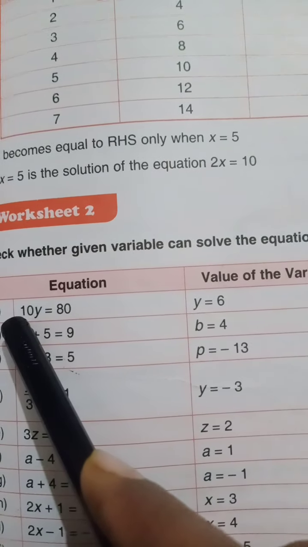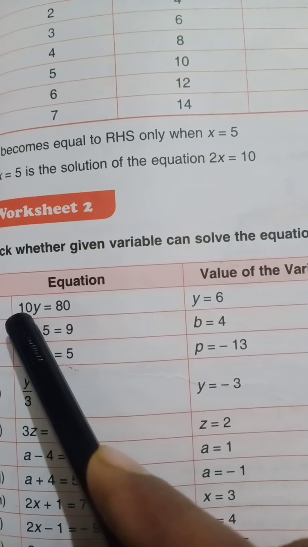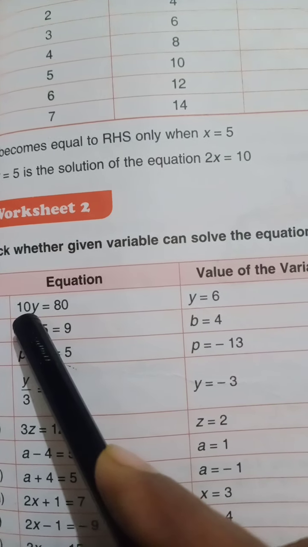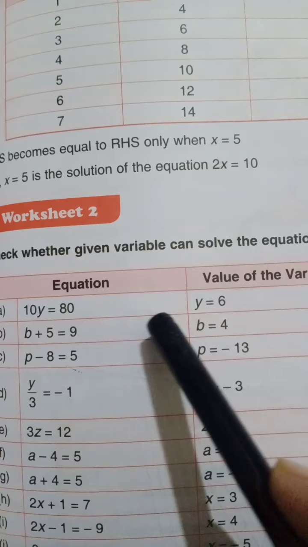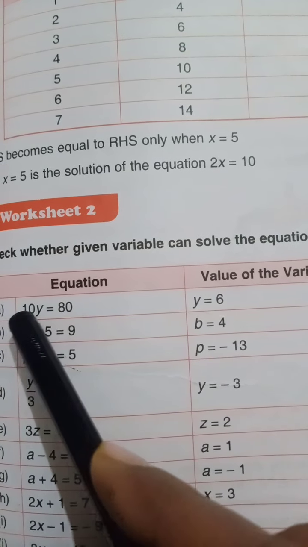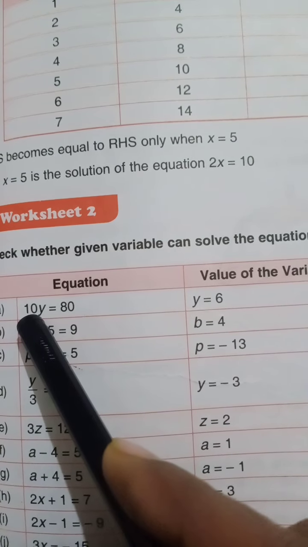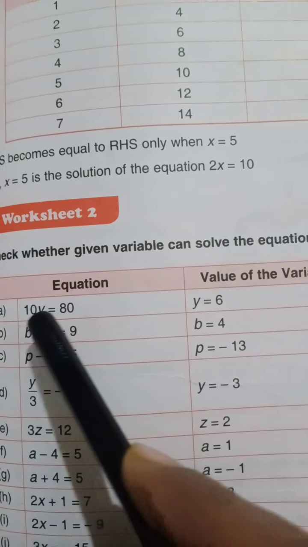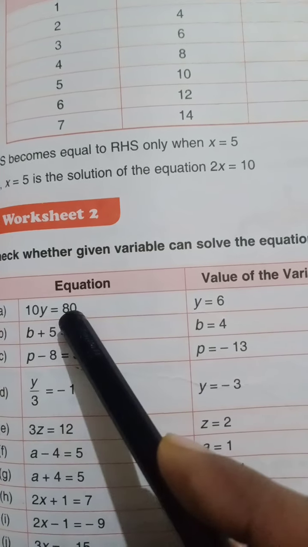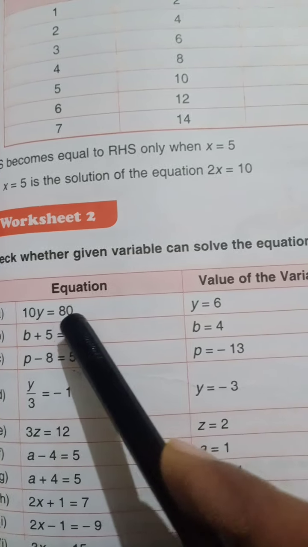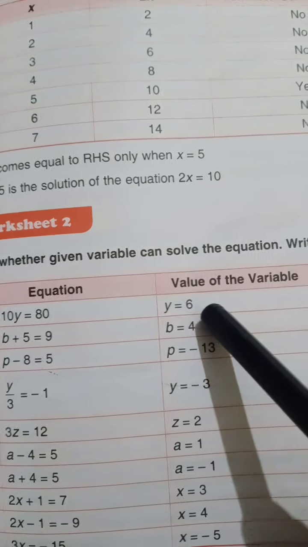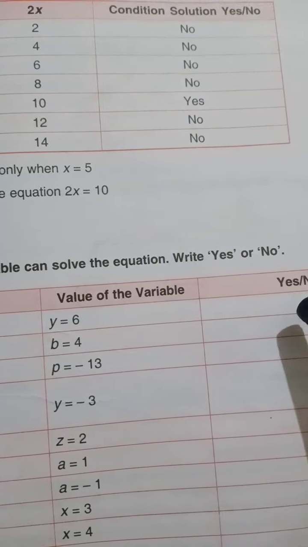See here, in the left hand side we have 10y, and if we replace y by 6, it will be 10 multiplied by 6, which is 60, and the right hand side is 80. It means 60 is equal to 80, but 60 and 80 are not equal. It means the given value is not correct, so we will write the answer no.